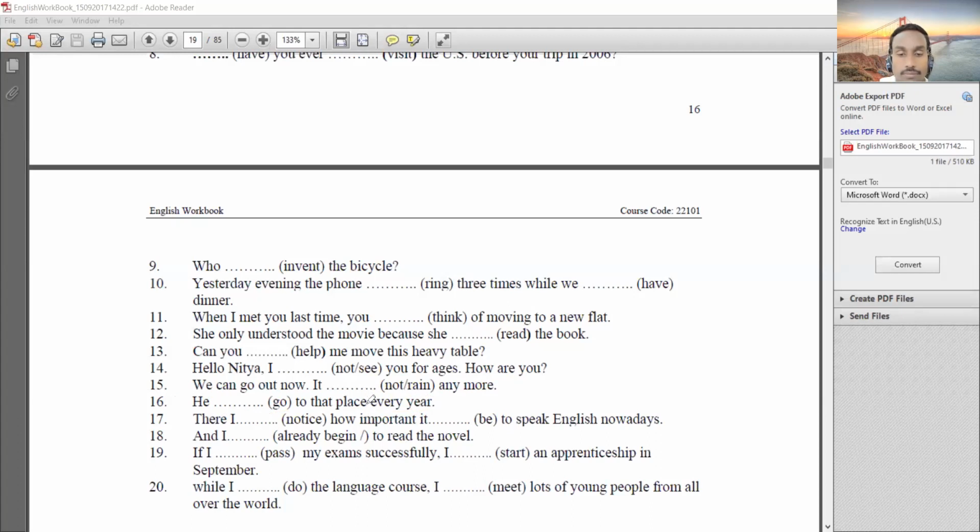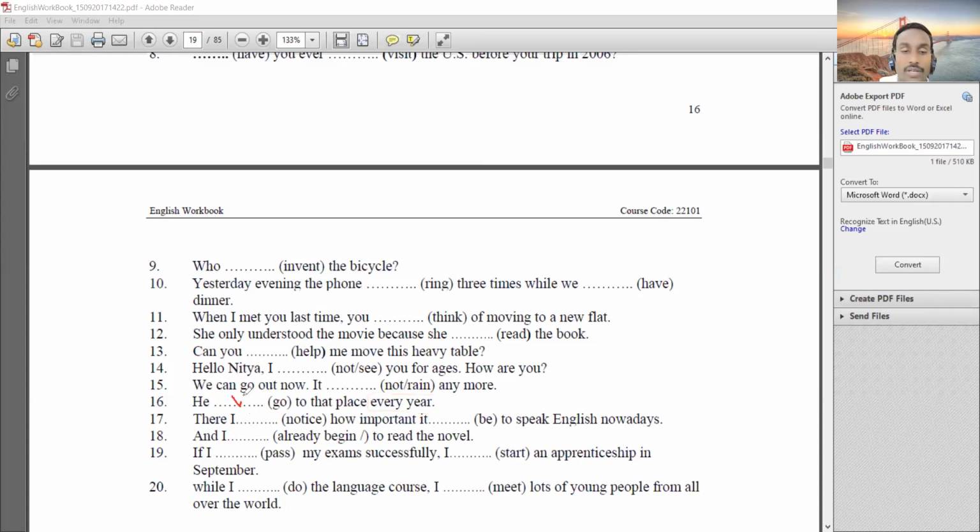He's going. Goes. Every year. Every year tells us this action takes place regularly or repeatedly. So therefore we are using simple present here, not present continuous. You cannot go for "he is going", okay? Because "he is going" shows the action which is in progress, which is continuous. But this action is not continuous every year. So therefore it should be "he goes".